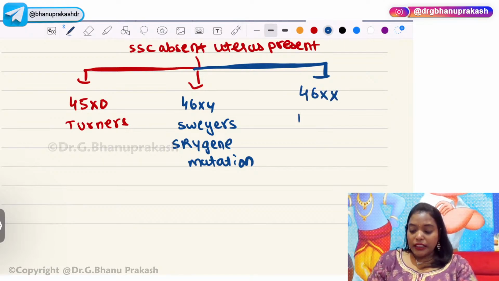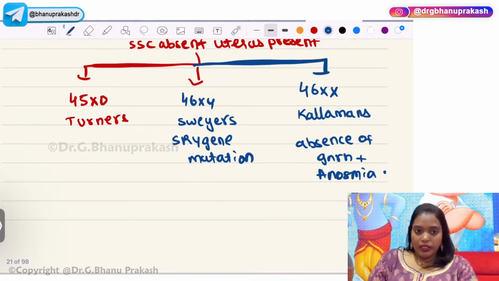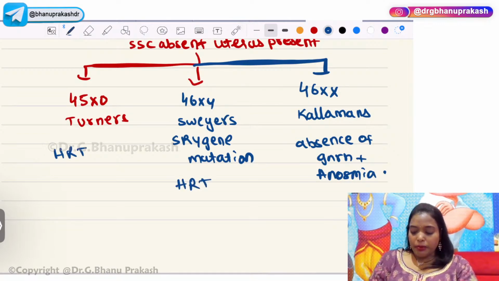Then this is Kallmann's. Kallmann's will have absence of GnRH production plus anosmia. Turner's treatment is hormone replacement therapy. This also is hormone replacement therapy. Here you can give injection pulsatile GnRH.